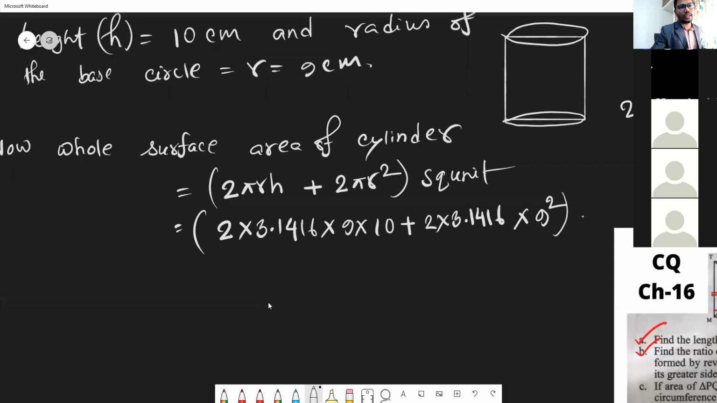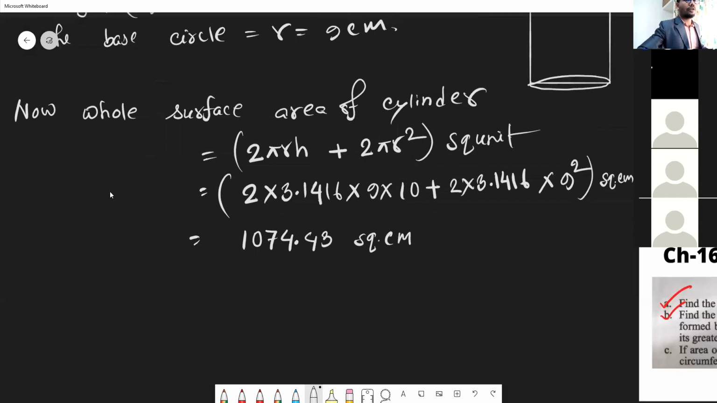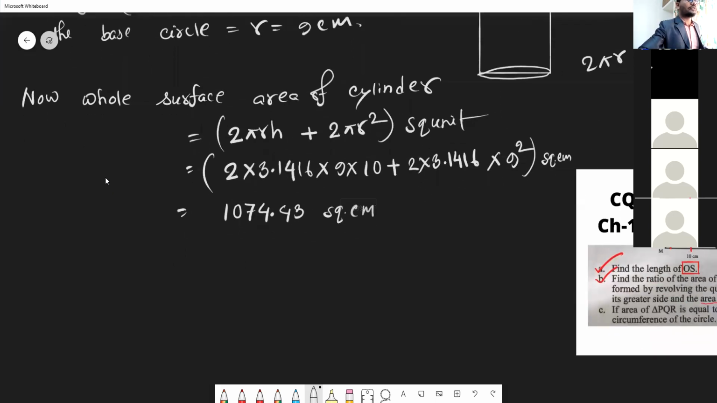The unit is given here, square centimeter. So now by using a calculator, you can directly find the value here. It will be 1,074.4343 square centimeter. This is the first step, the area of the whole surface of the cylinder. Now, another requirement is to find the ratio of the whole surface area and the area of the quadrilateral.